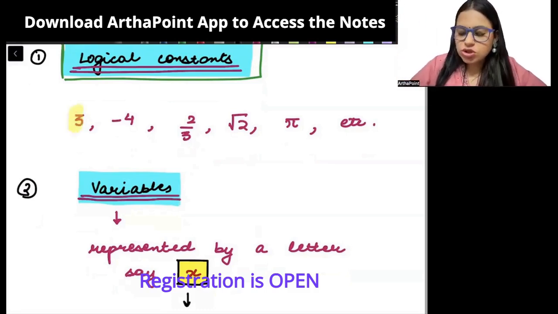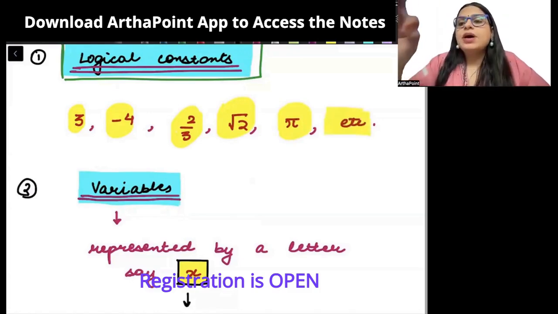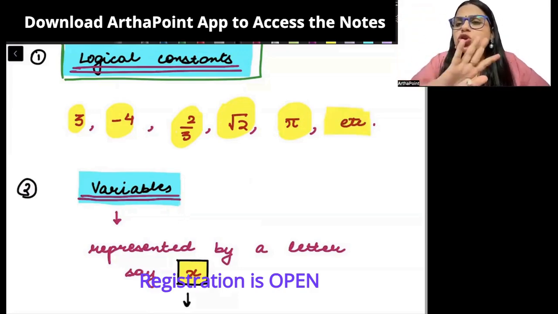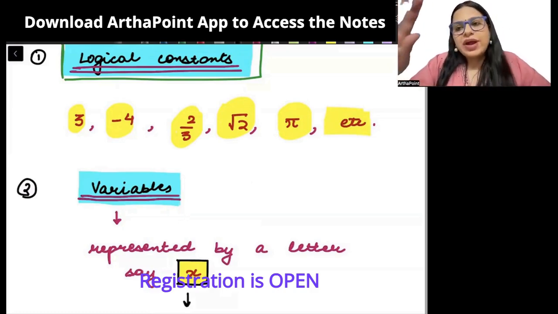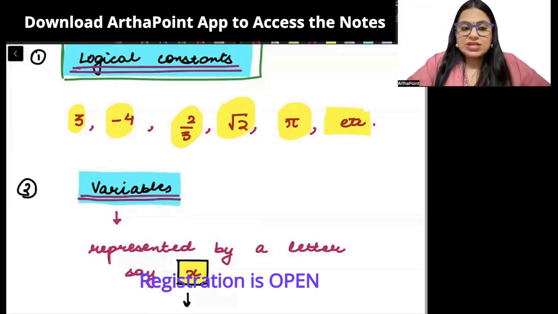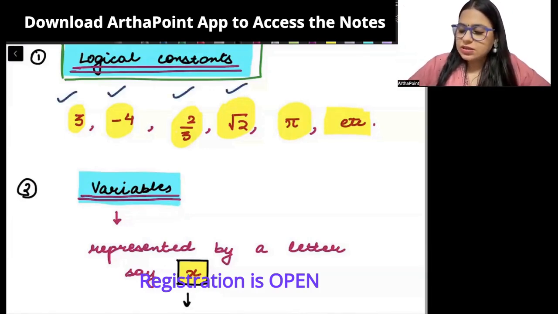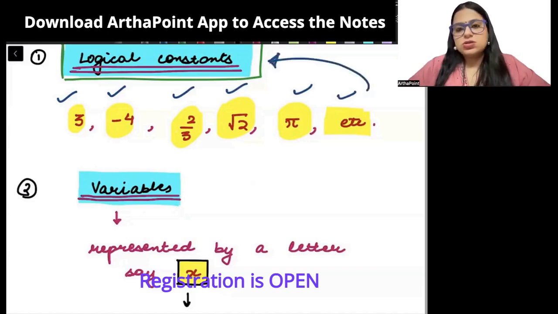So 3 is also a logical constant. -4 भी logical constant है. 2/3 भी logical constant है. √2 भी logical constant है. Pi भी logical constant है, and so on and so forth. So any number I write down, rational or irrational or any real number, कुछ भी आप लिख रहे हो, the numbers you are writing down, whole number, natural number, कुछ भी लिख रहे हो. What are these things? I will talk about that also in the next class. अगली class पूरा इसी पर ही है कि what is a real number, what is a natural number, what is an irrational number. But as of now, any number that you write down, जो भी आप number लिखते हो, that is called as a logical constant.